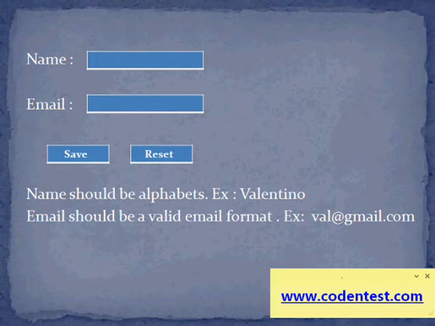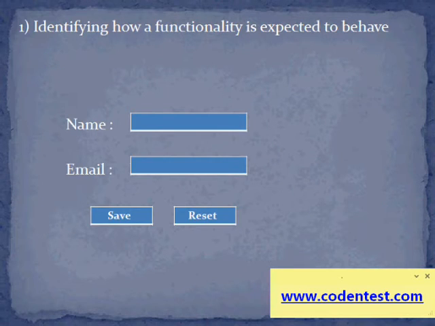So like I said before, functionality testing involves four things. Let's check the first one: identifying how a functionality is expected to behave. In our case we are testing the functionality of save button. So when valid values are entered in name and valid values are entered in email and save button is clicked, the details should be saved in the database, isn't it?